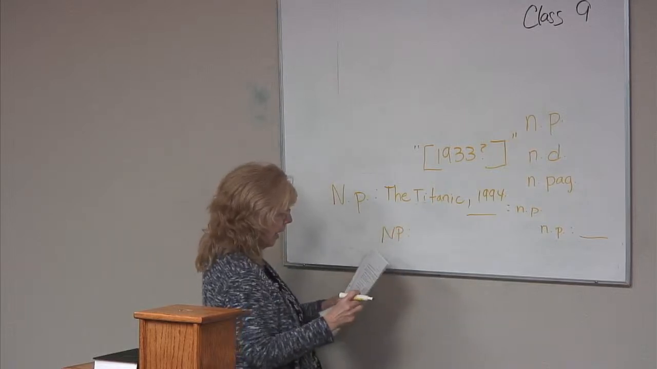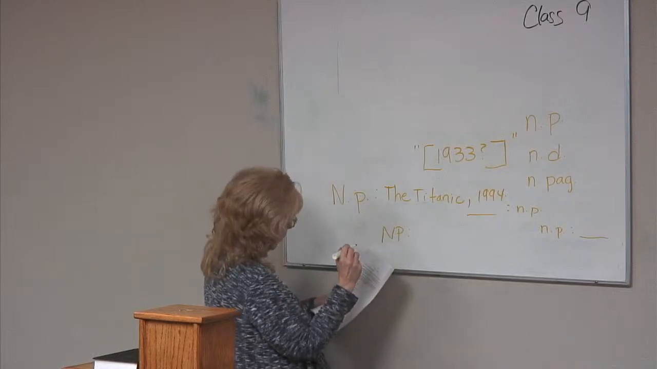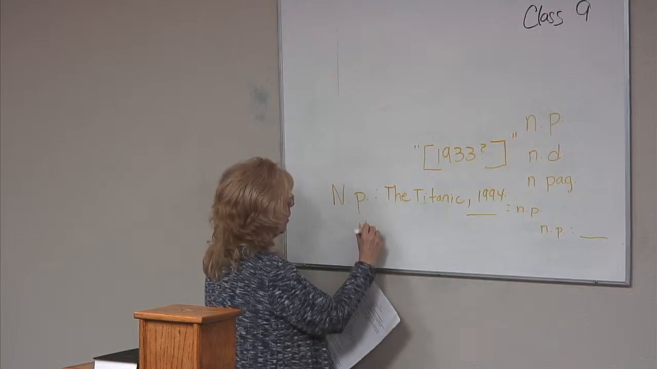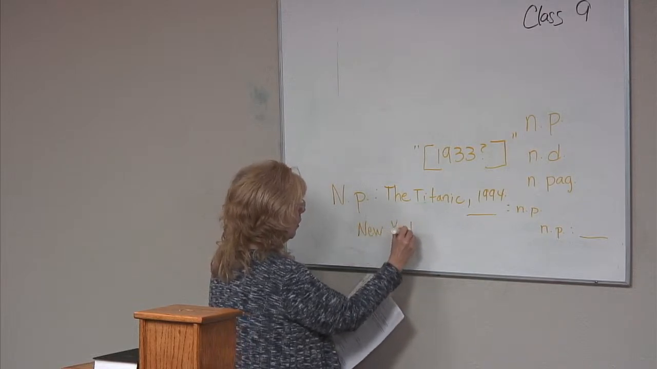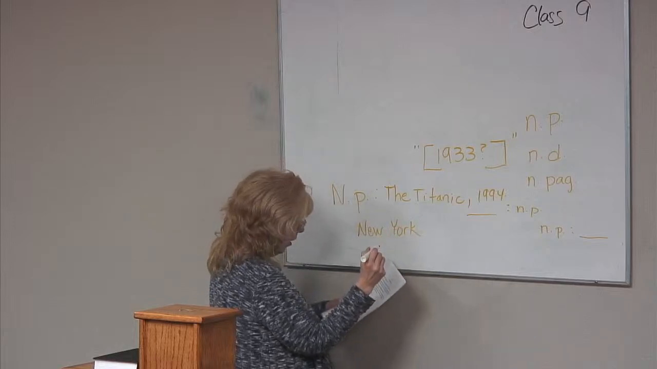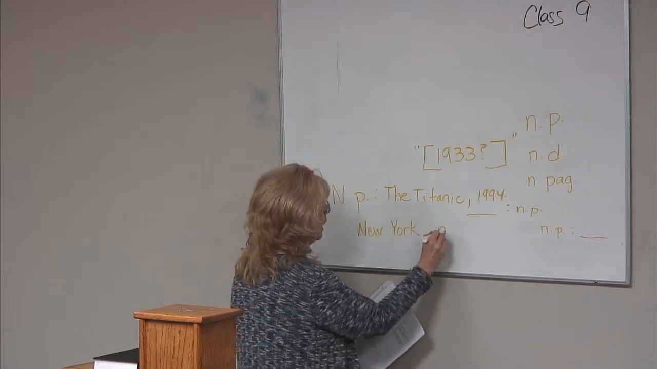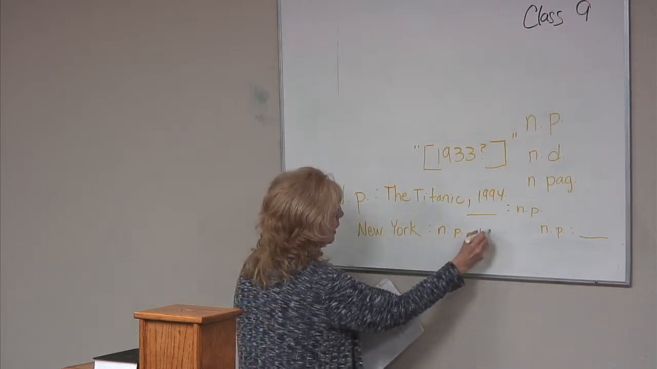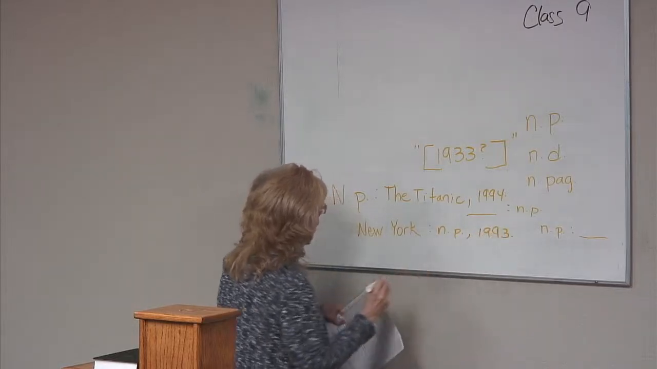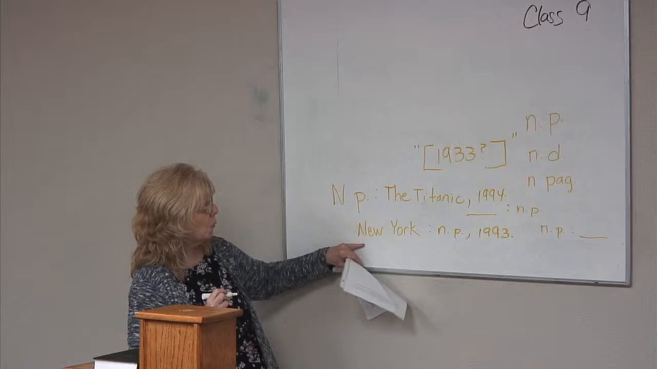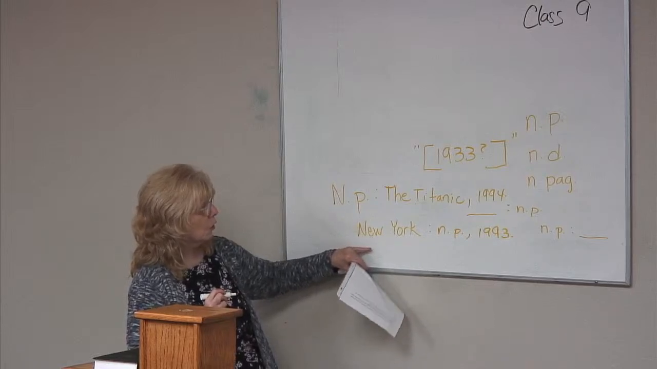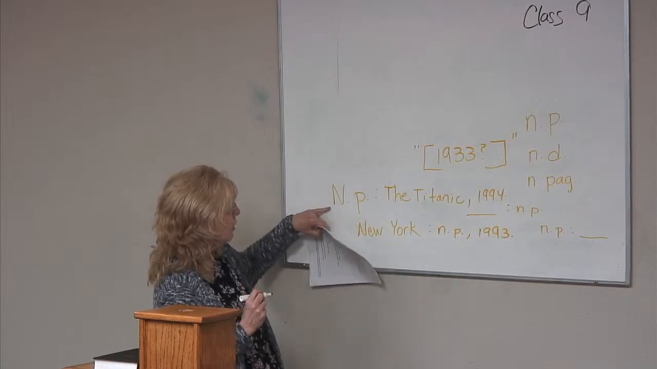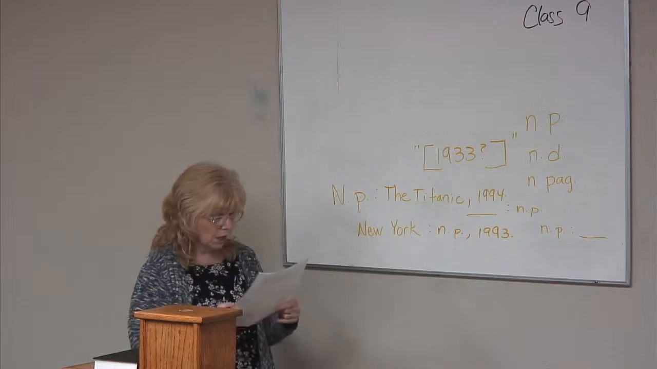Let me see what's the difference. Okay, this one: New York, and then we put the N.P., and then the comma, 1993. So what does that one mean? Does this mean no place or no publisher? No publisher, because we already have the place. So this one is no place, and this one is no publisher.